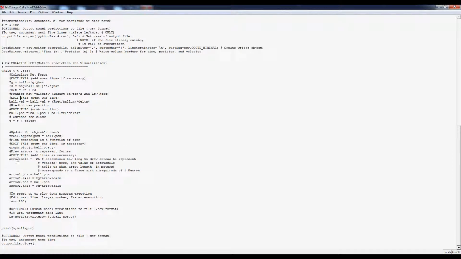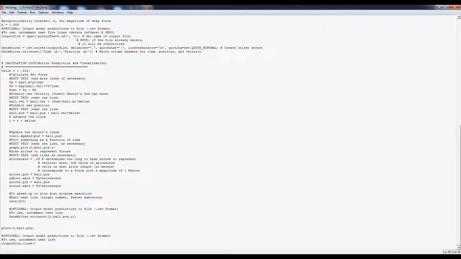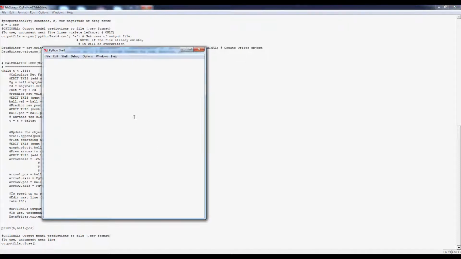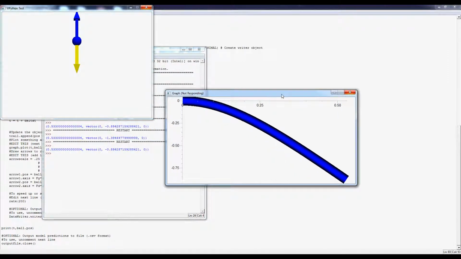And so another thing I also did in this model was put the arrows. To do this, I had to create an arrow scale and make the arrow's position start at the ball's position, and the axis of the arrows to scale according to the net force, or the gravitational force and the drag force. And when I run this one, it looks like this. Here you can see the arrows. The drag force increases as the ball moves downwards, while the gravitational force stays constant. And the graph looks essentially the same.